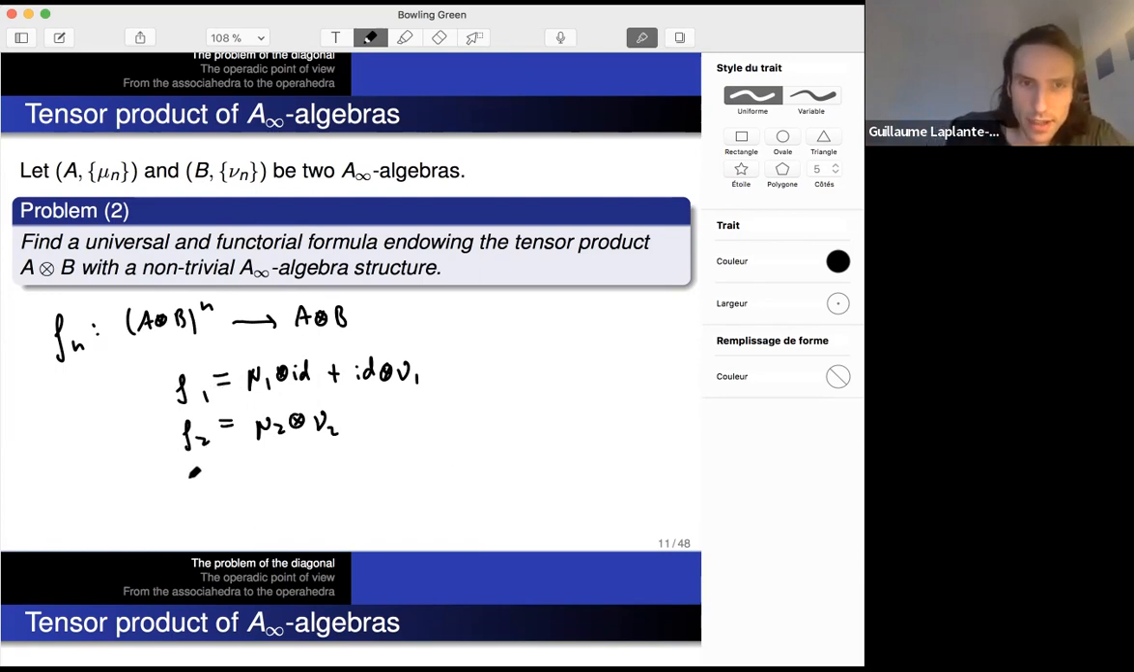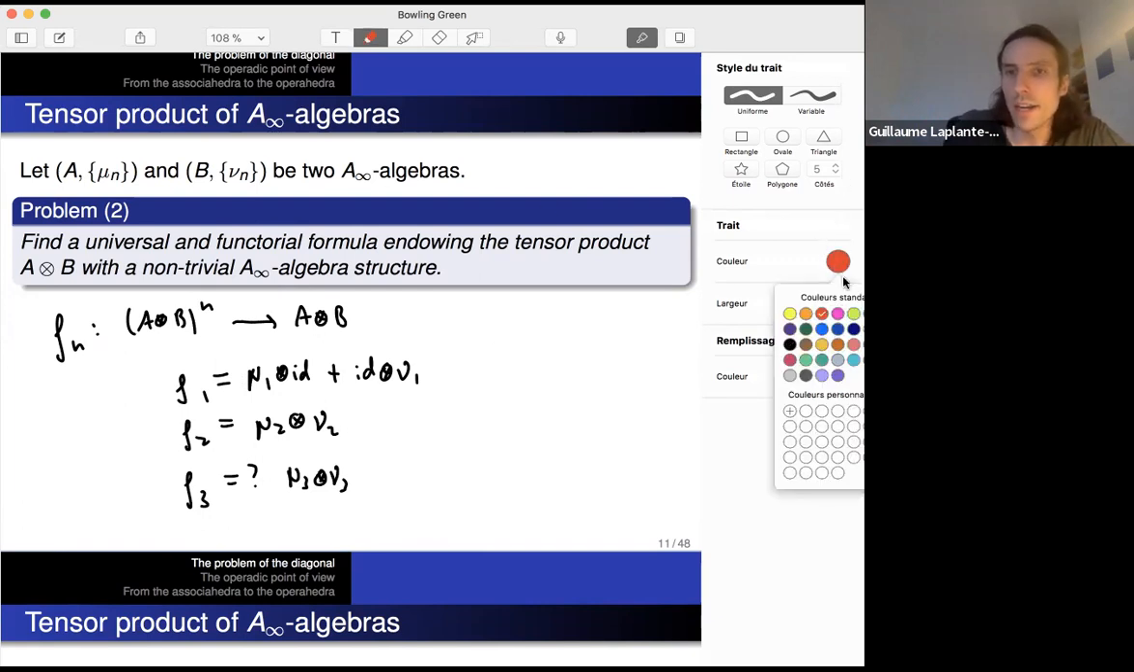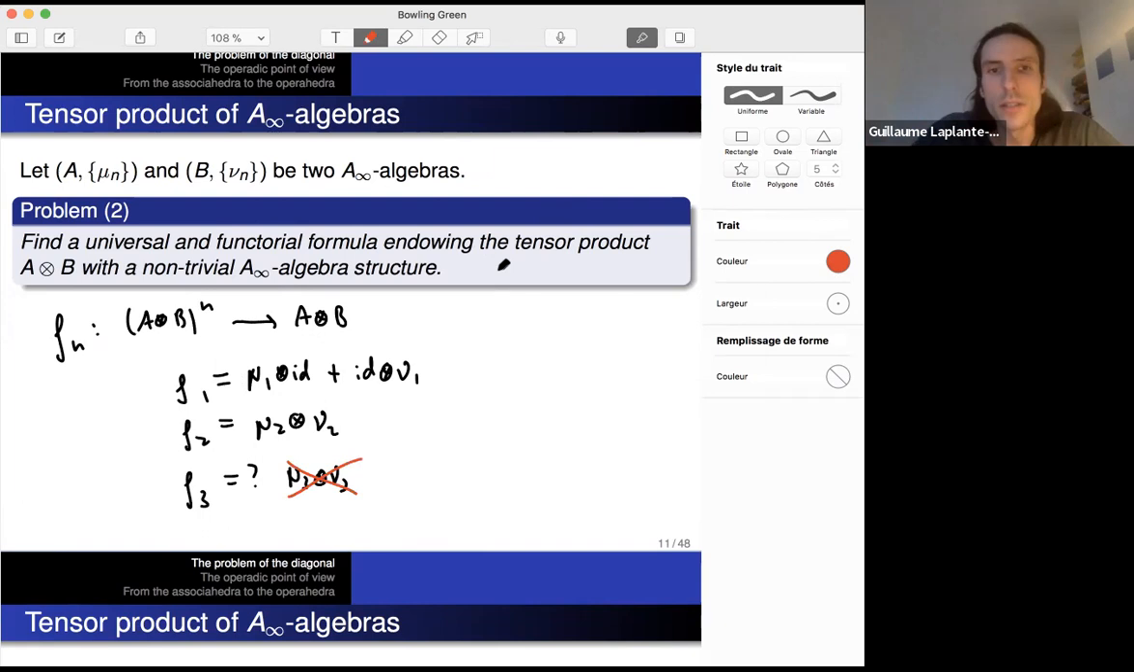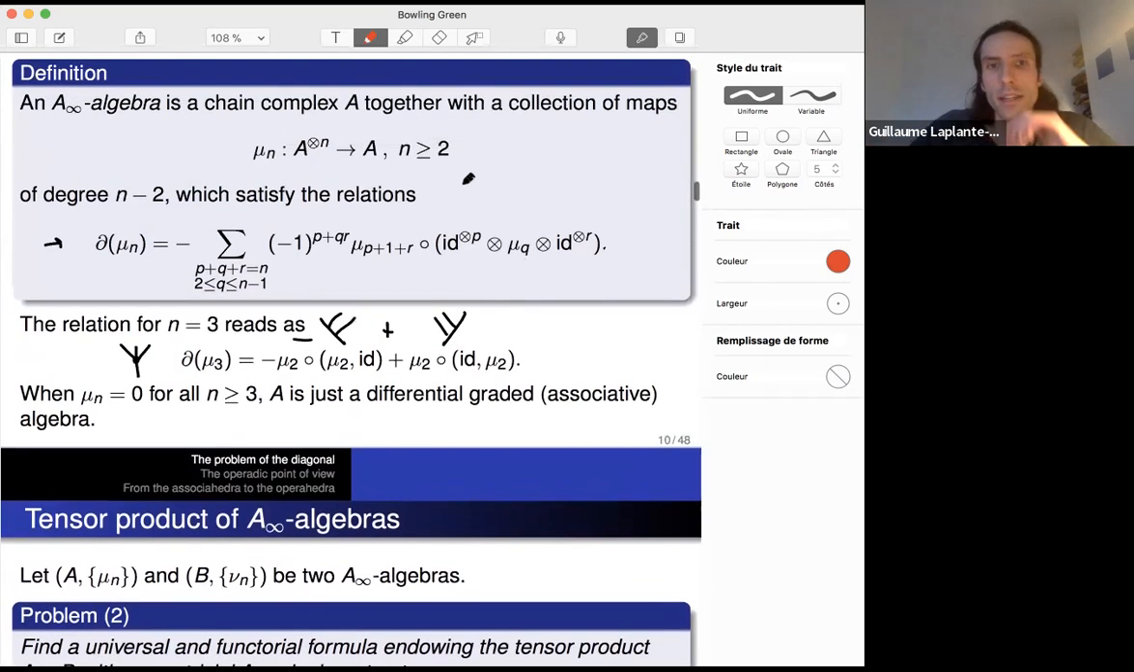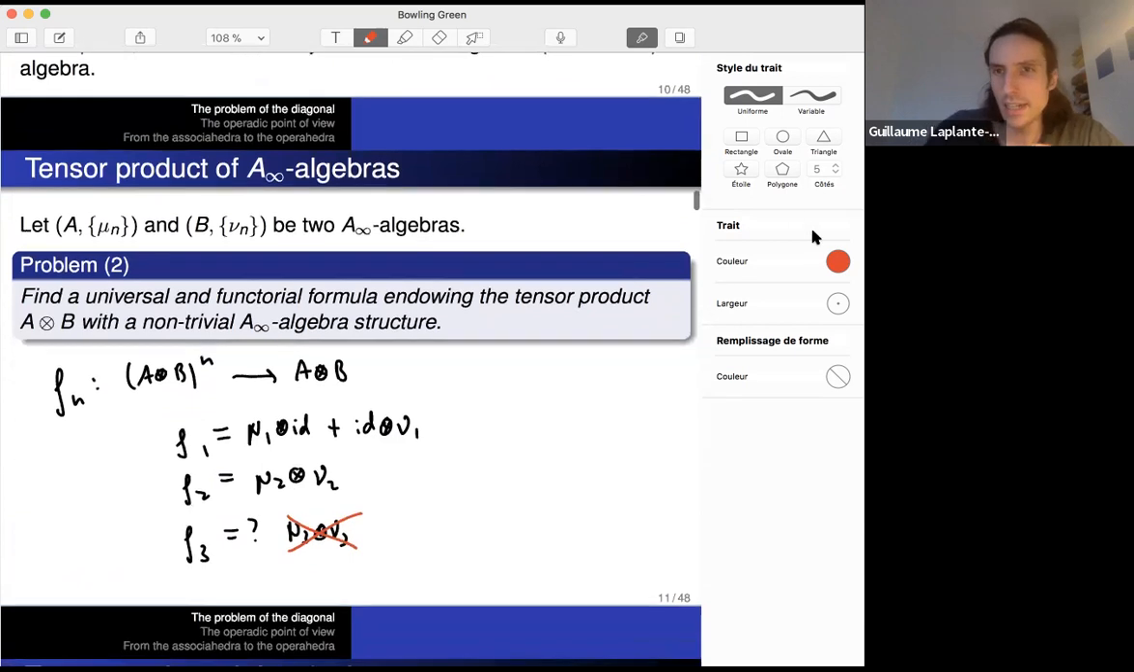But then what do you put as rho 3? Maybe you'll say, just put mu3 tensor nu3, but actually this doesn't work. Why? Already you can see it in terms of degree, because, sorry, I didn't say that, all the mu n have degree n minus 2. So rho 3 should have degree 1, but mu3 and nu3 are both of degree 1, so this tensor product is of degree 2. So this doesn't work. You have to find something else.